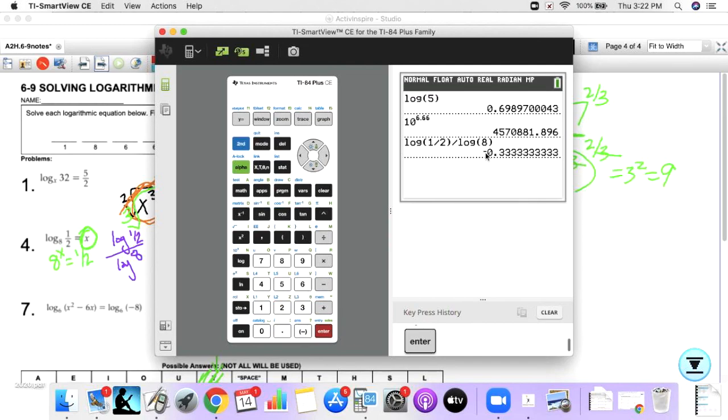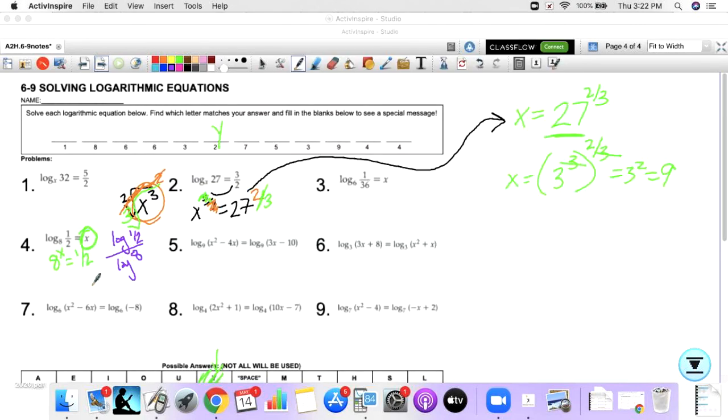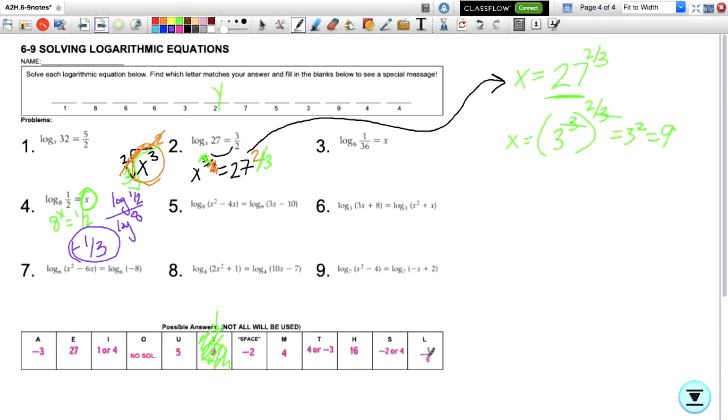It's negative, like we said. And then it's going to be 1/3. So our answer here is going to be negative 1/3. So if we look down at our answers, I'm pretty sure it is one of those answers down here. Oh, it's L. So I'm going to put L's in where 4 is.